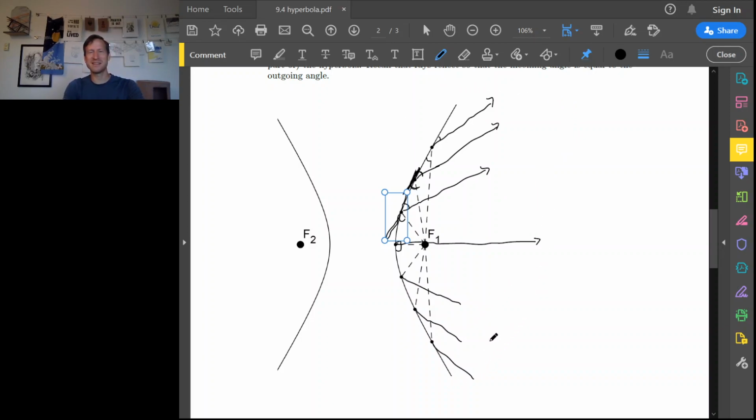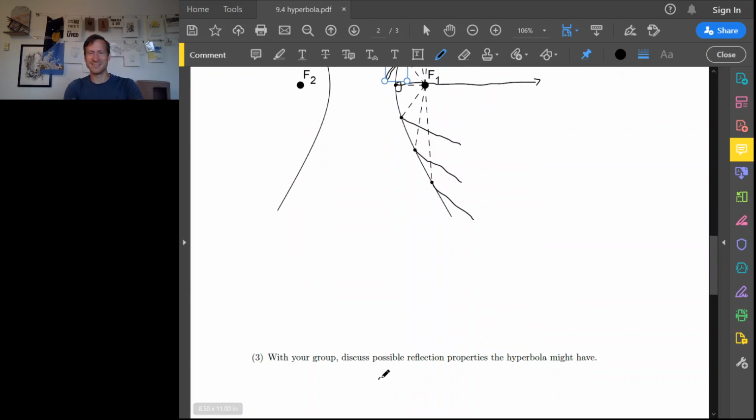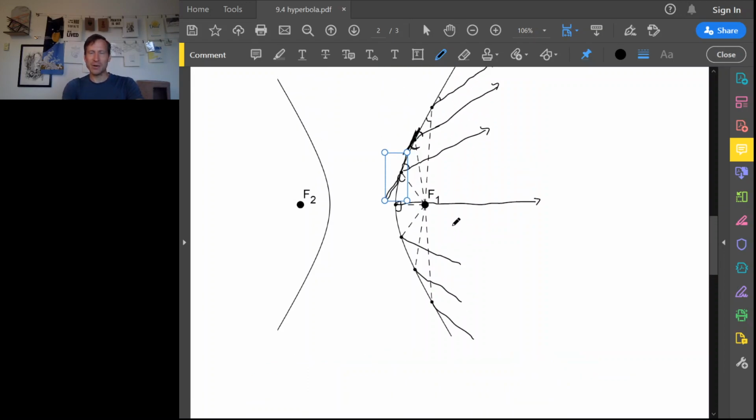So I guess now we need to think about, is there some nice way to describe how this reflection is actually happening? So pause the video and think about it. Okay, so this is right the question for number 3 down here. What is the reflection property for the hyperbola?